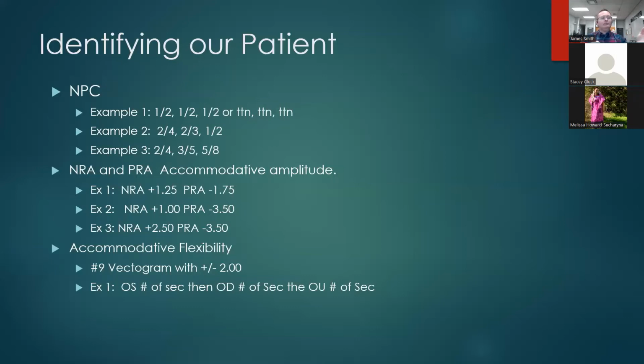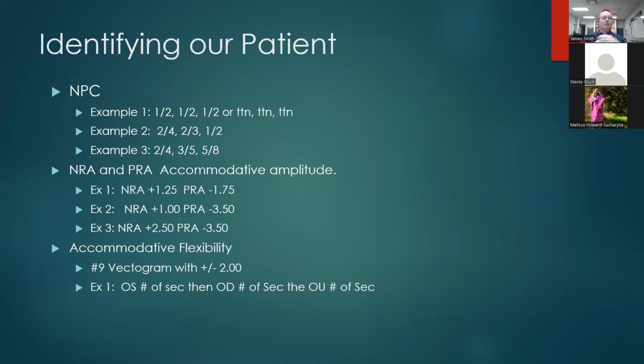The second example has a plus 1, a minus 3.50. So they were really able to flex their accommodation in, but they had a hard time relaxing their accommodation out. So that's going to trigger in my mind, hey, be careful. This patient may have a little bit of accommodative excess. They could be a little bit prone to accommodative spasm because they're able to flex in on that minus, but then just trying to relax their eyes out is going to be a problem with them.